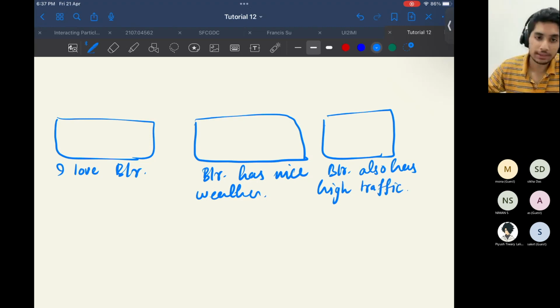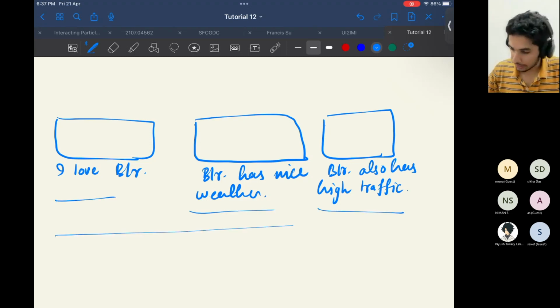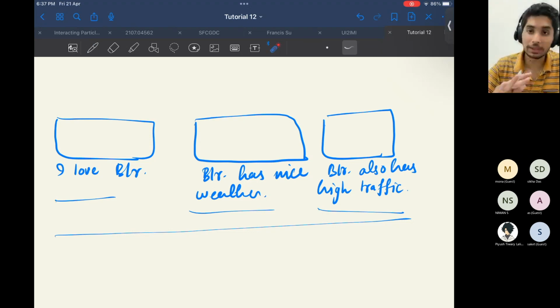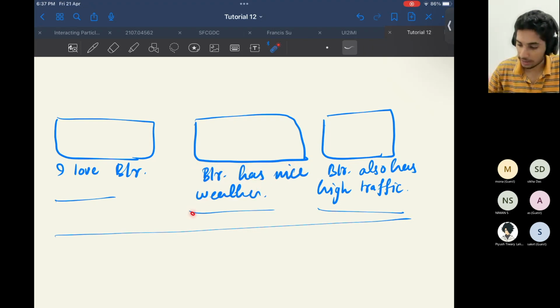Something like this. So there are three sentences. This is a sequence, this is a sequence, this is a sequence. However, this is also like a sequence of sequence, right? So let me reiterate myself. I'm saying that this itself is a sequence of words, like I love Bangalore. These are words, right? And I love Bangalore is a sequence of words. Similarly, Bangalore has nice weather is a sequence of words again. This is also a sequence of words, and similarly this third sentence is also a sequence of words, right?